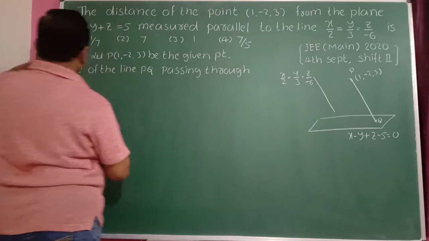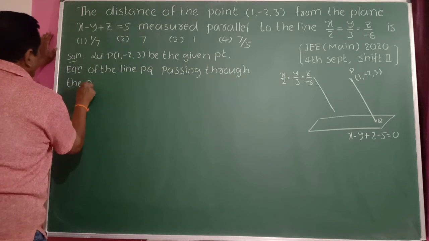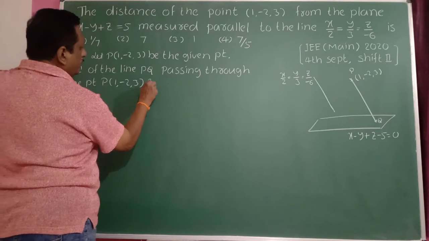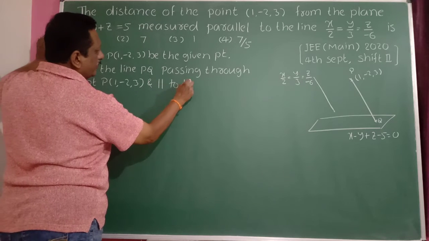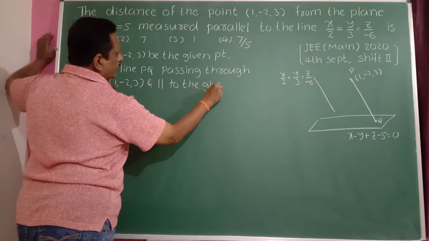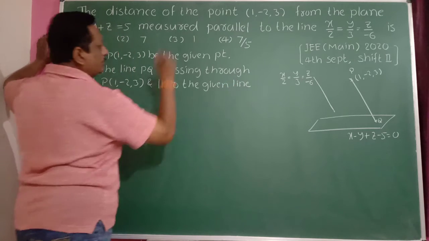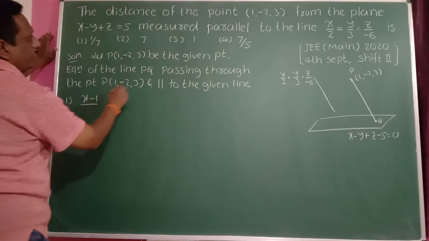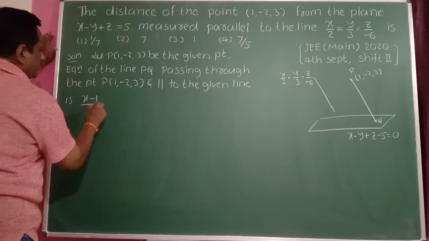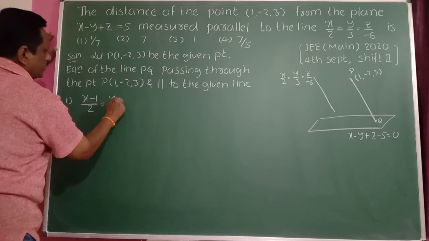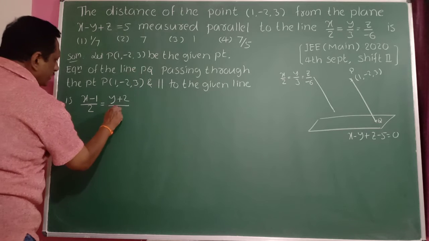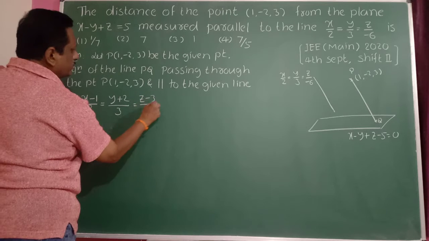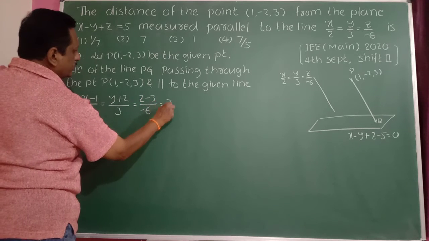The line passes through the point P (1, -2, 3) and is parallel to the given line. The parallel line is (x - 1)/2 = (y + 2)/3 = (z - 3)/(-6) = lambda.